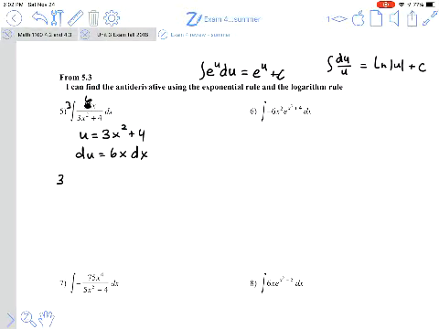So I can call this the antiderivative of du over u, because du is 6x dx and u is 3x squared plus 4. Well, the antiderivative of du over u is natural log of u, so this is 3 times the natural log of absolute value of u, and then undo your u substitution.